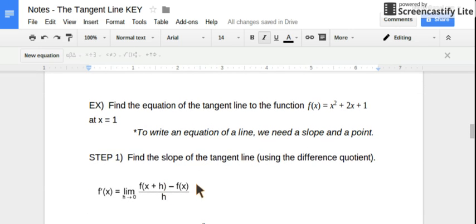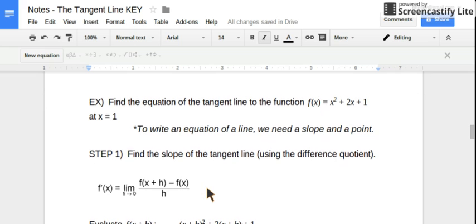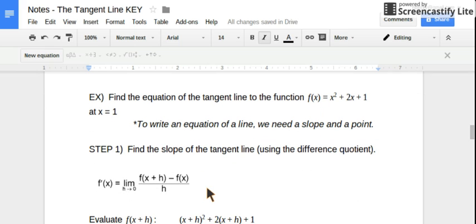In a previous video, we showed how we could use that difference quotient to find the slope, or the instantaneous rate of change at a specific point. We're going to use that technique to write the equation of a tangent line. To write the equation of any line, we need a slope and a point. So we'll be able to find that slope by using the difference quotient, and then we'll be able to write the equation of a line by using the point given to us in the problem.